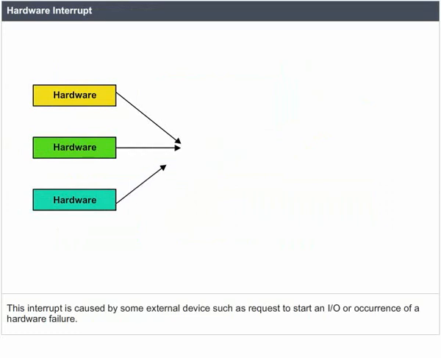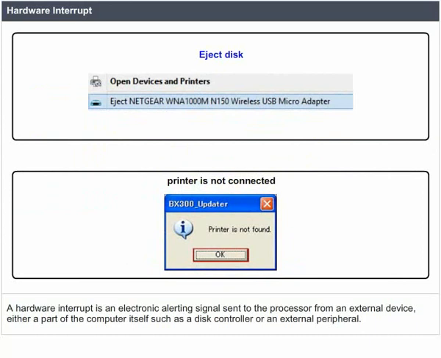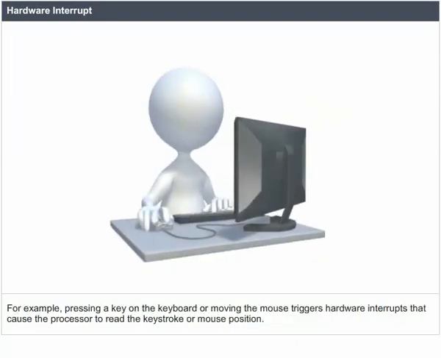Hardware interrupt. This interrupt is caused by some external device such as a request to start an input-output or occurrence of a hardware failure. A hardware interrupt is an electronic alerting signal sent to the processor from an external device, either a part of the computer itself, such as a disk controller, or an external peripheral. For example, pressing a key on the keyboard or moving the mouse triggers hardware interrupts that cause the processor to read the keystroke or mouse position.